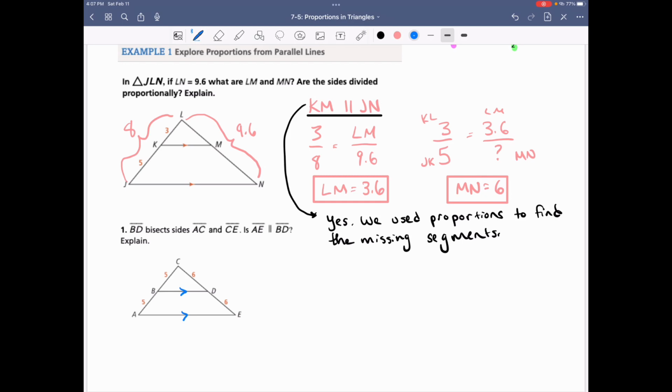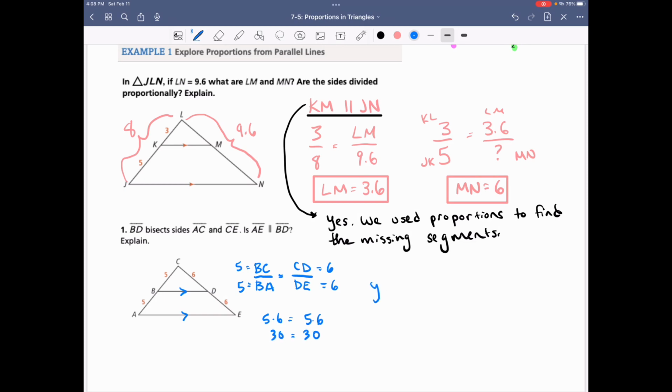So I would say that BC corresponds to CD and BA corresponds to DE, and those are equal to 5, and this side's equal to 6, and so we want to see if the cross products are equal. Well, it looks like they are, because 5 times 6 is 30, and 5 times 6 is 30, and those are equal.